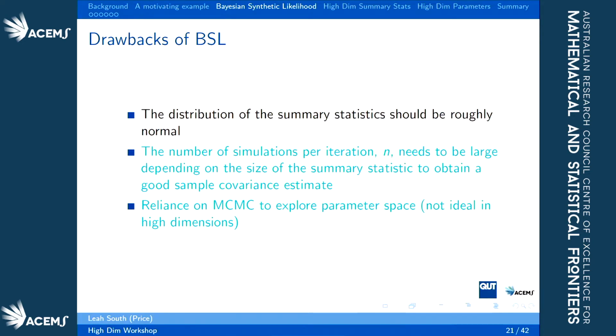But I am going to talk about the number of simulations per iteration, n, which needs to be large depending on the size of the summary statistic. So I'm going to talk about some work that we've done on trying to reduce that issue. And then the last part is the reliance on MCMC to explore the parameter space, which isn't ideal in high dimensions. It can be very inefficient. So if you've got a high dimensional parameter, you might want to use an alternative. And the last part of my talk is going to cover that, but I'm including that for completeness. I wasn't directly involved in that work.